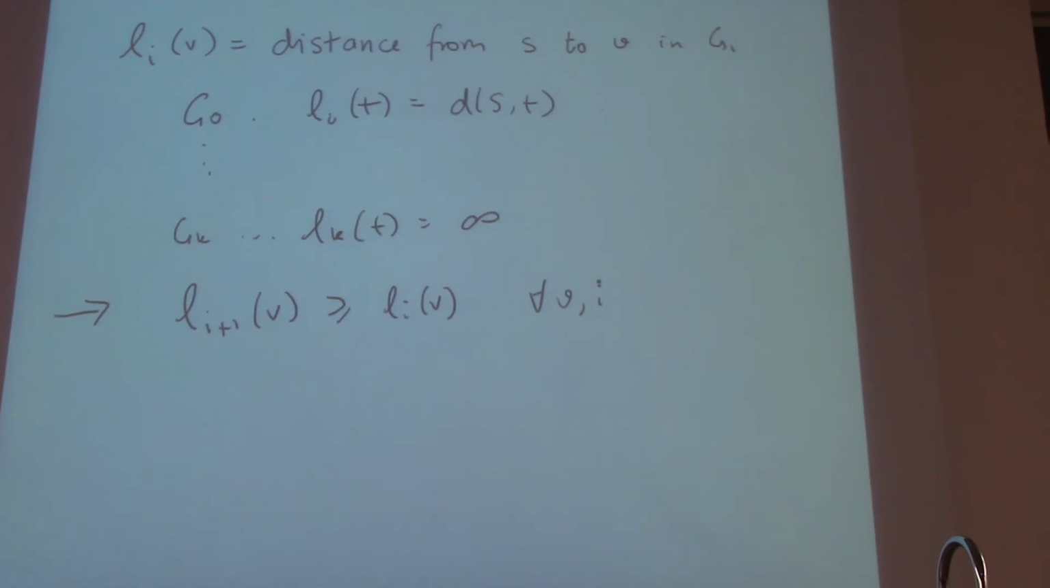But the key thing is that because the levels increase, you can say something a little bit stronger. And that allows you to say something about how edges behave in the graph. So let's consider a particular edge. So this is a claim. I'm not going to prove this, but this is again in the notes. Just remember this claim.